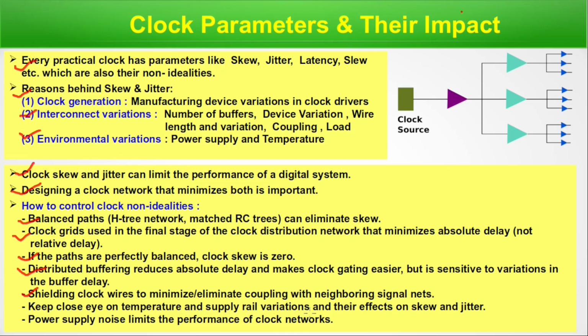Now keep a close eye on temperature and supply rail variation and their effects on skew and jitter. So we have to consider that. Power supply noise limits the performance of the clock network. So these are the points we need to check. We need to keep an eye on all of this. So we are done with this slide.